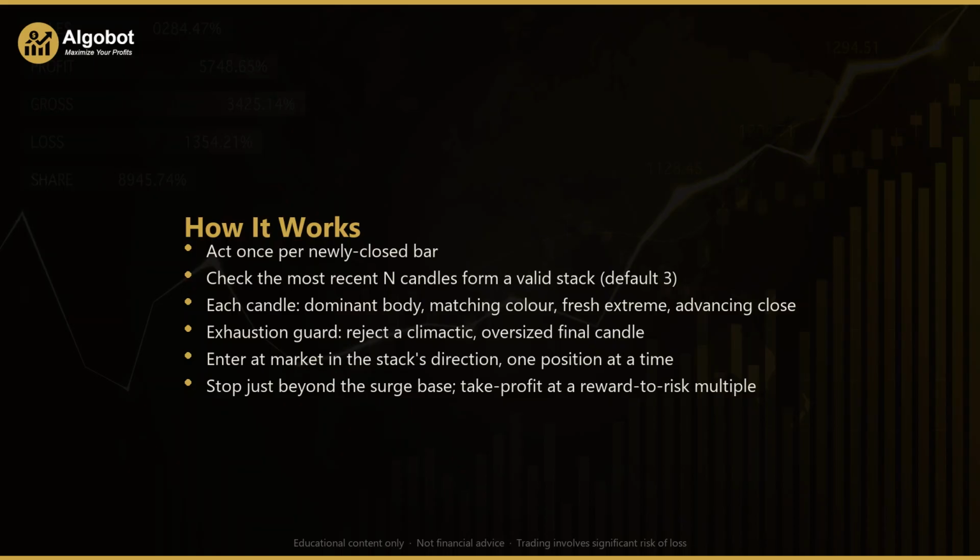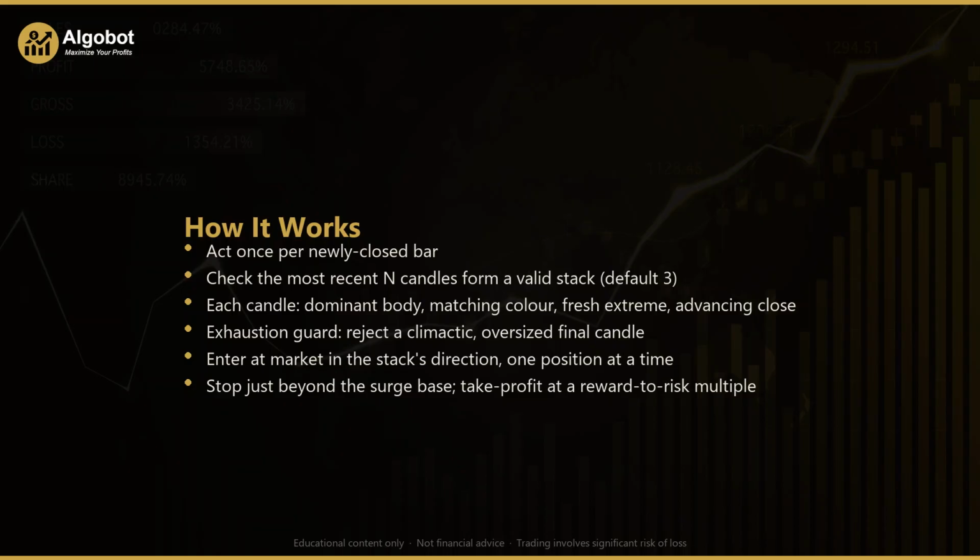Let's walk through the exact logic step by step. The expert advisor works on closed bars only, so it waits patiently and acts just once each time a new bar opens. When that happens, the previous bar has finished printing and any pattern is complete. First, the strategy looks at the most recent group of closed candles. By default, it examines the last 3, set by the parameter called StackSize, which you can raise as high as 6 for a stricter setup. The newest candle in that group decides the direction. If it closed higher than it opened, the strategy is hunting a long. If it closed lower, it's hunting a short.